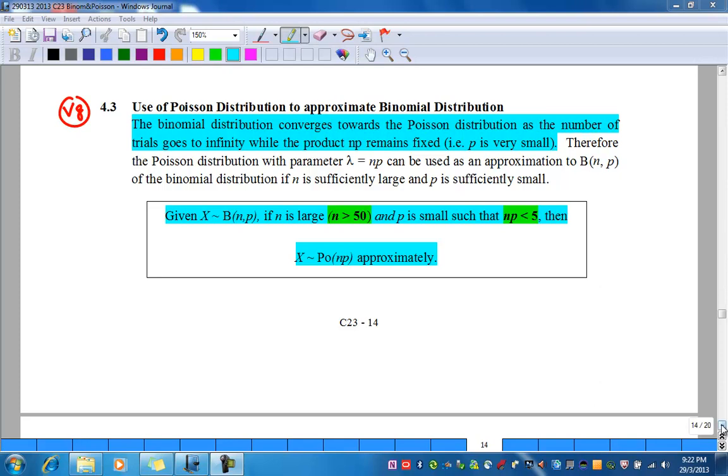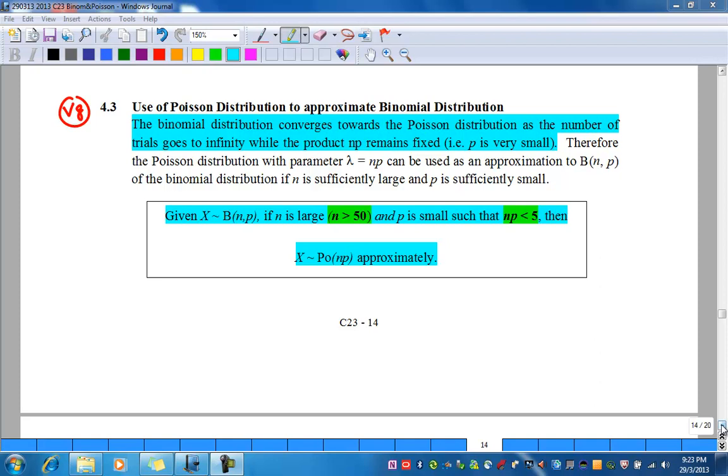4.3 Use of Poisson distribution to approximate binomial distribution. The binomial distribution converges towards a Poisson distribution as the number of trials goes to infinity, while the product np remains fixed, that is, p is very small. Therefore, the Poisson distribution with parameter lambda equals np can be used as an approximation to the binomial distribution if n is sufficiently large and p is sufficiently small.